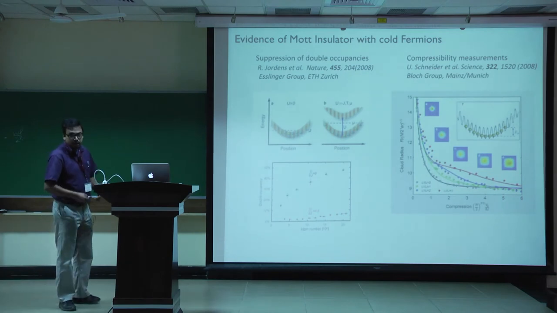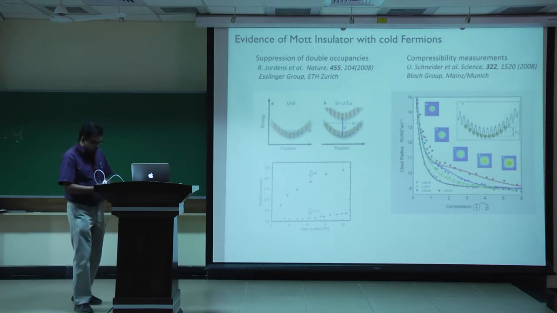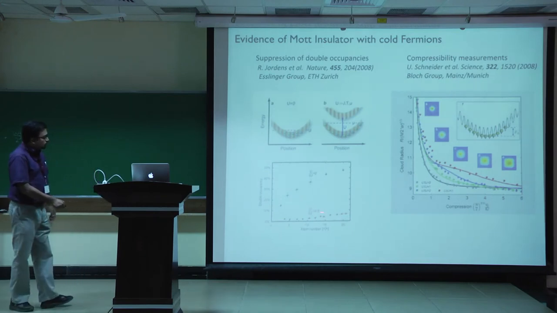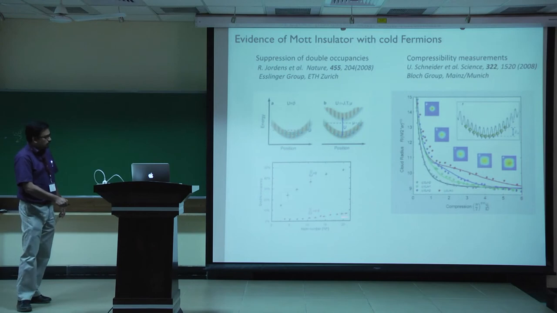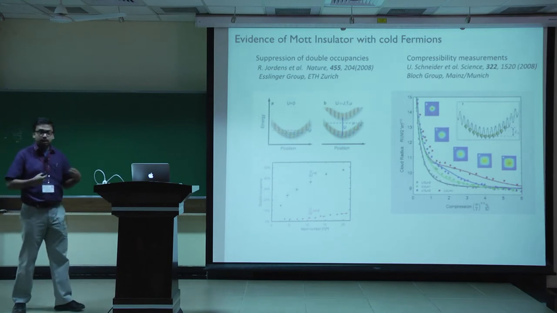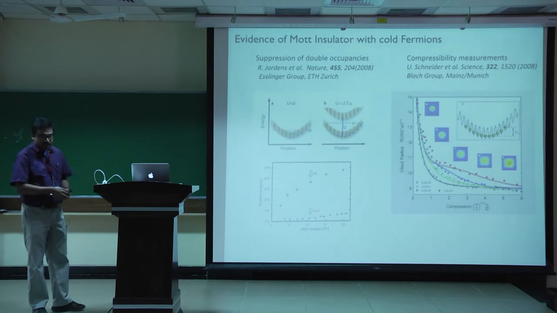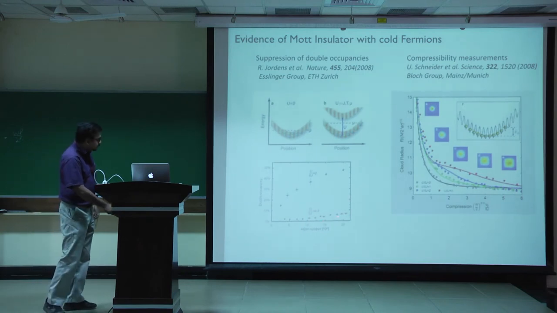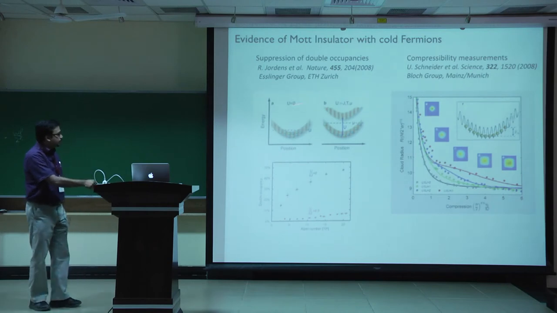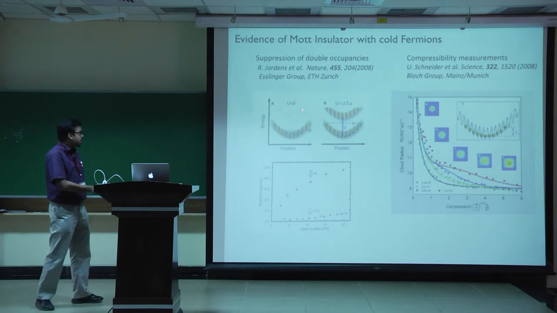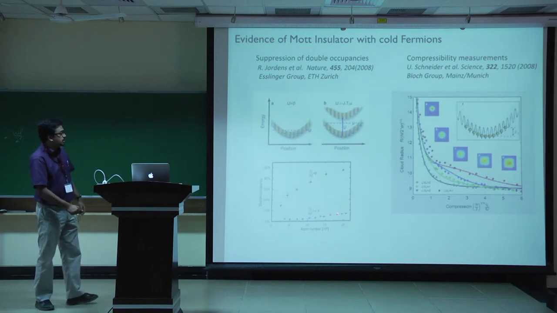You put in more atoms, some of them would go into doubly occupied states. On the other hand, if you increase U over 6J to 4.8, which is in the Mott regime, what you see is that this number is almost constant. As you put in more and more atoms, atoms simply don't want to go into doubly occupied states. At some point here, of course, it starts to rise, and that has to do with the fact that you have a trap. But that's basically one of the proofs that you have reached a Mott insulating state.